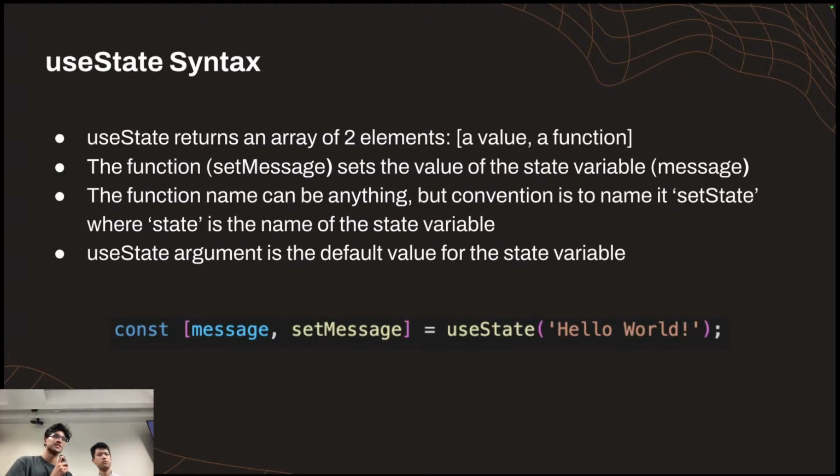The syntax for useState consists of an array of two elements. The first is the value and the second is a function. The function in this example is setMessage, which basically sets the value of the state variable, message. The function name can realistically be anything, but the general convention is to name it set followed by the name of the state variable. The useState argument is basically the default value for the state variable. So when you define it here, you're setting the default value to hello world.